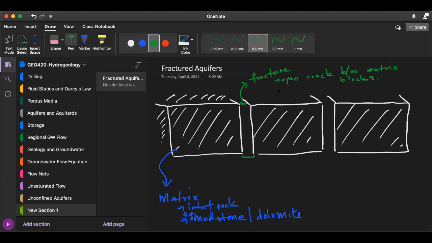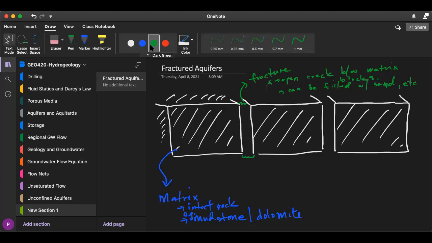And as another note, it can be filled with sand or other material. But for now, we're gonna just keep it open. It makes our lives a little easier. All right, so the two fundamental parts of a fracture aquifer are the fracture and the matrix. So now let's talk about some ways that we characterize a fracture network.